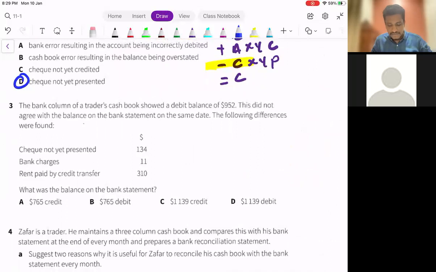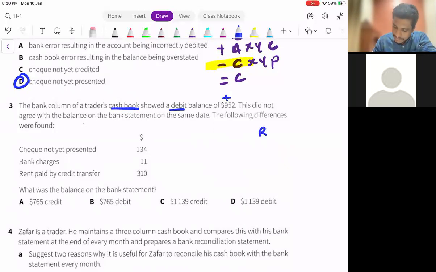The bank column of the trader's cash book shows a debit balance of this. Okay, cash book debit balance means it's a positive balance. You remember, cash book debit balance means a positive balance, and did not agree with the bank statement on the same date. How much, they didn't tell me. It's okay. The following differences were found: cheques not yet presented, bank charges, and rent paid by credit transfer. What is the bank statement balance? So they asked me to find the bank statement balance. So how to calculate the bank statement balance?